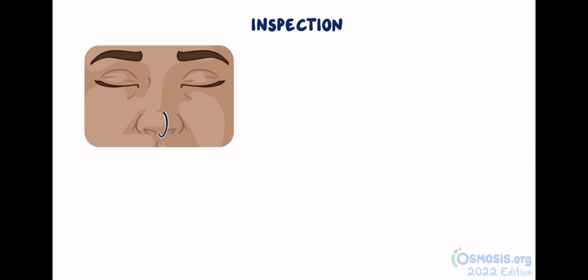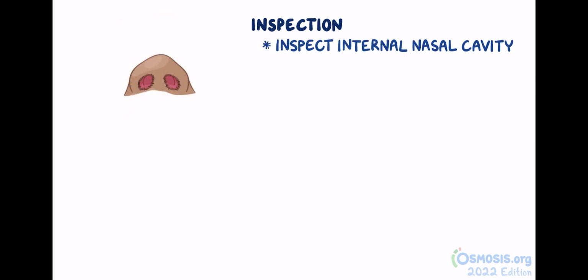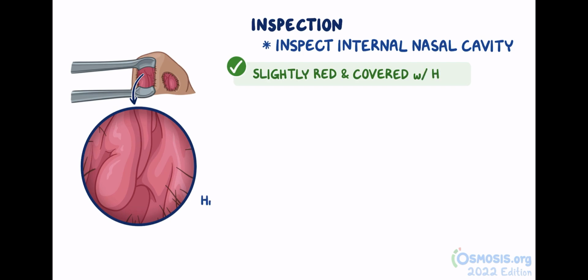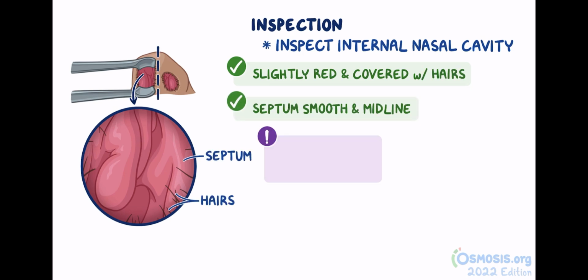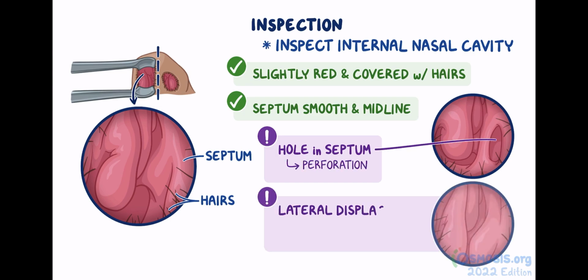Next, gently push the tip of the nose up so you can inspect the internal nasal cavity. Using a nasal speculum and a pen light, inspect the inside of the nares. The tissue is normally slightly red and covered with fine hairs, and the nasal septum, which should be smooth and midline. A hole in the septum can indicate a perforation, whereas a lateral displacement of the septum can occur secondary to injury.